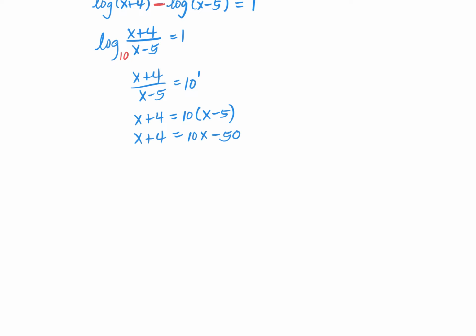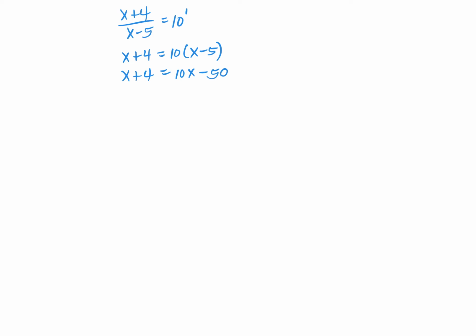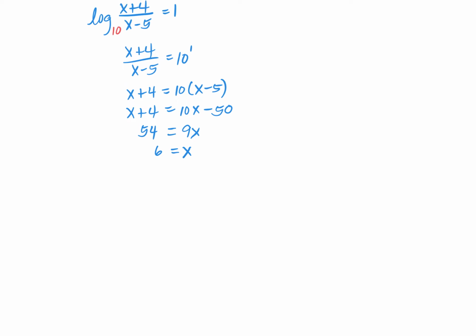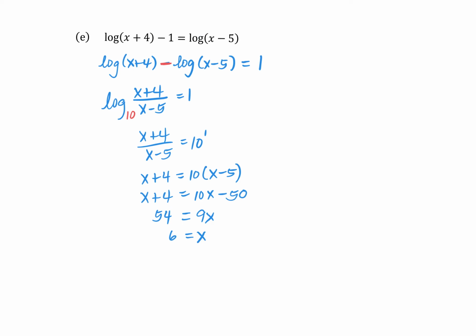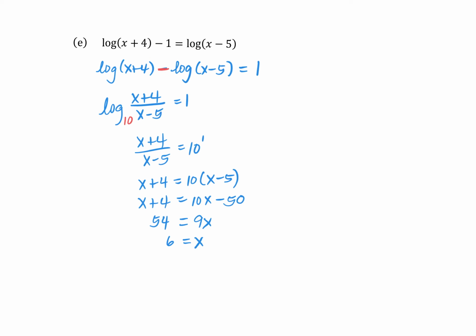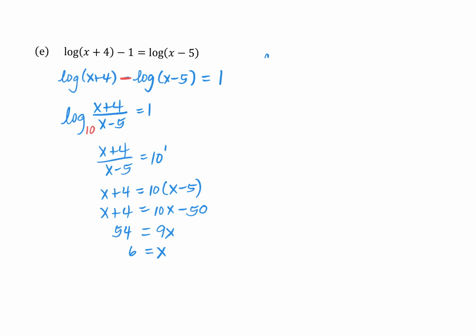minus 50. So now I think I'm going to bring all the x's over to the right. If I subtract x from both sides, I get a 9x. And if I add 50 to both sides, I get 54 on the left. Dividing by 9 gives me 6. So x equals 6 would be a possible solution. We will go back to the original equation. And notice if I put in 6 for x, it seems like a fair solution. Log's going to be positive on both sides. But let me check to see if it actually is a solution.